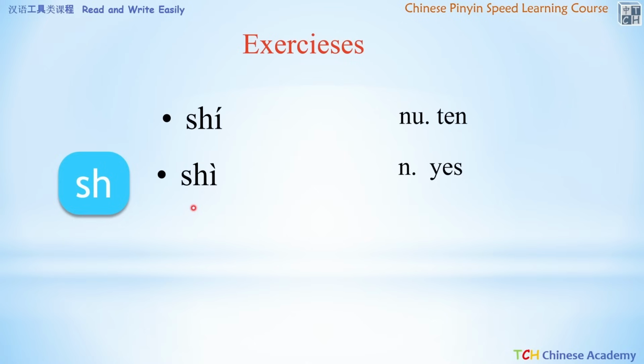Now try to differentiate these two. 十 and 是. And this one, sh and en as the final, together pronounced shen, second tone going up. 神. And this one more with no tone. 什么 means what.